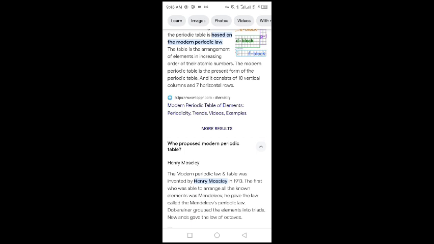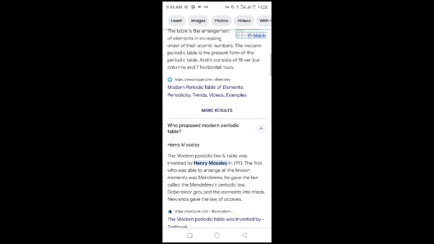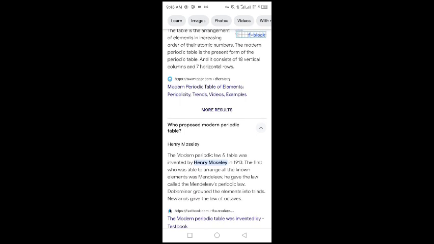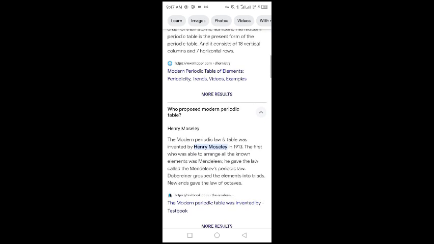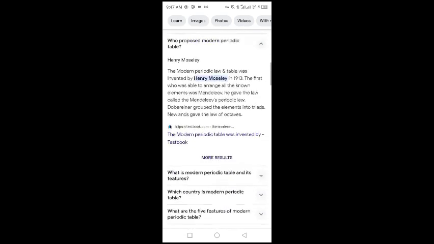The first who was able to arrange all the known elements was Mendeleev. He gave the law called the Mendeleev's periodic law. Dobereiner grouped the elements into triads. Newlands gave the law of octaves.